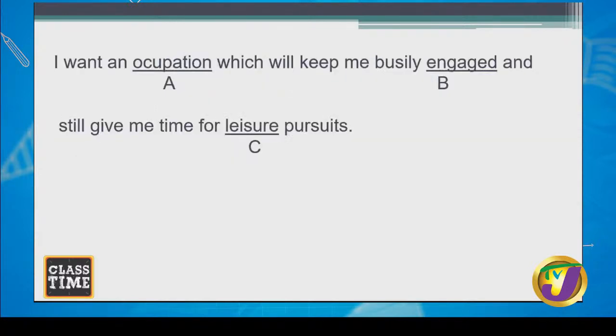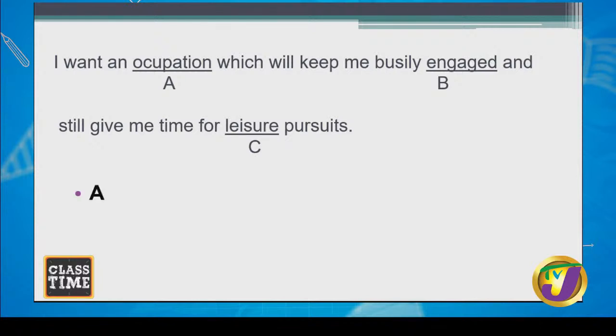First sentence. I want an occupation which will keep me busily engaged and still give me time for leisure pursuits. Now look at those 3 words that are underlined. We have occupation, we have engaged, and we have leisure. Are they all correct? Yes, no, undecided. Think about it, look carefully. All right, by now you should know which one is incorrect, if any. So let's see.